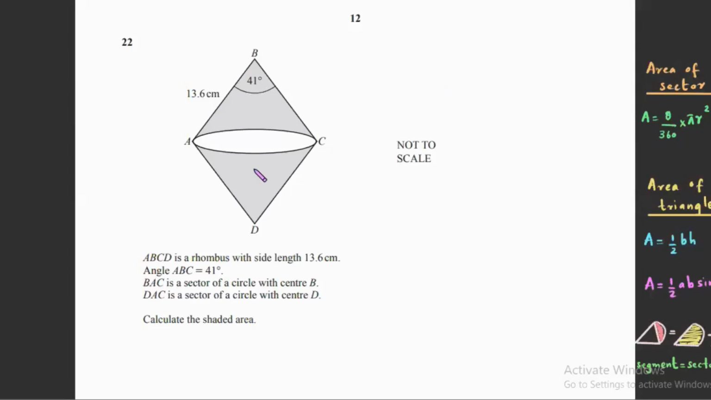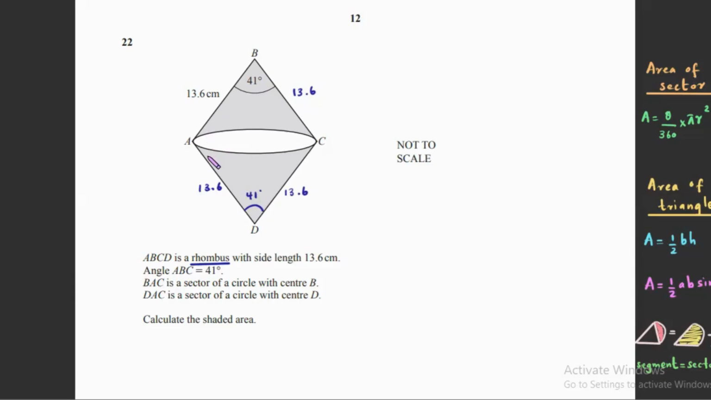In question 22, we are supposed to calculate the area of this shaded region, and it's mentioned that this diagram ABCD is a rhombus. So this point is very important because if we know that this is a rhombus, we know that the opposite sides and all 4 sides are equal to each other. At the same time, the opposite angles are equal, which means this side will be 13.6, this will be 13.6, this is 13.6. The same way, this angle will be 41, just like it's given here.